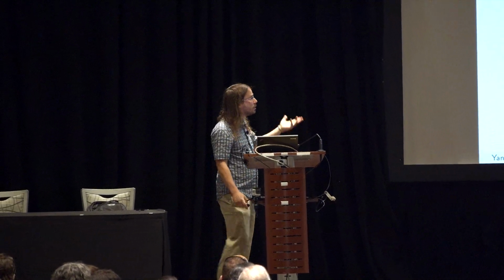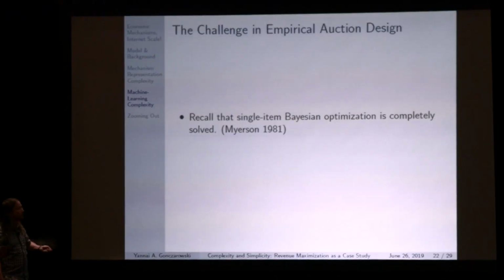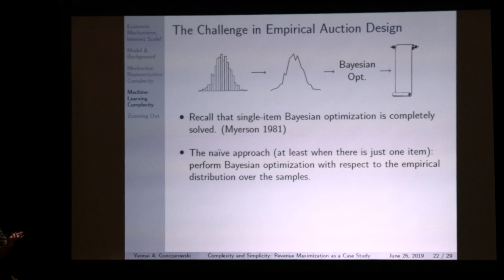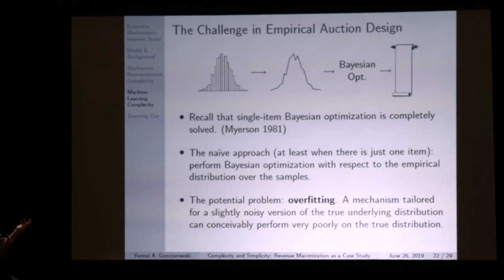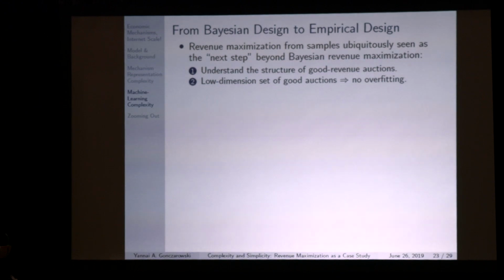So what's the challenge here? Talk about a single item, for example. Bayesian optimization is completely solved by Myerson. The naive approach would be to construct the uniform distribution over the samples, do Myerson's optimization for that, you get an auction, output that. And the problem here, a potential problem here, like with many other learning settings, is overfitting. Possibly a mechanism tailored for a noisy version of the true underlying distribution could conceivably perform very poorly on the true distribution. And for this reason, revenue maximization from samples is ubiquitously seen as the next step beyond Bayesian revenue maximization.